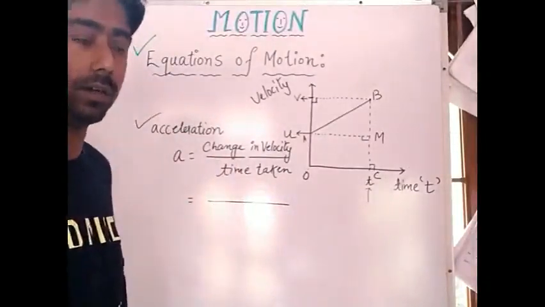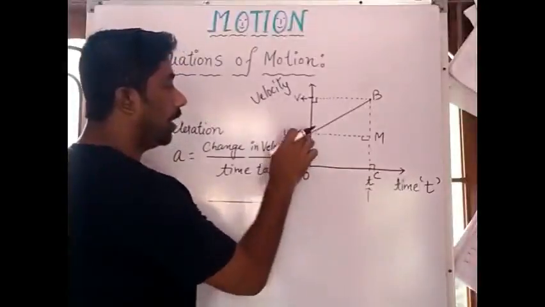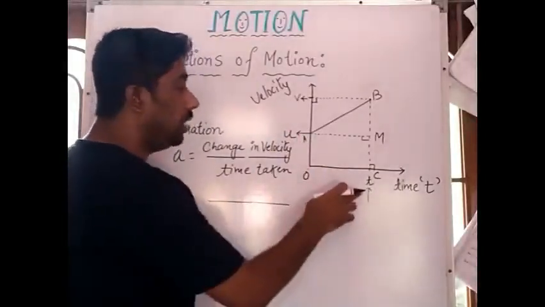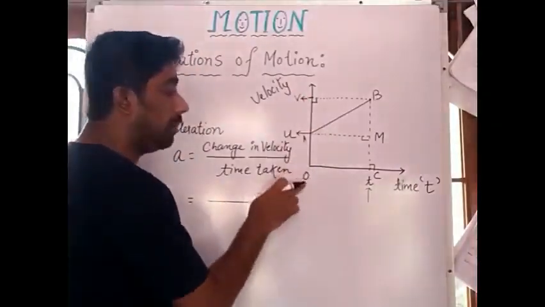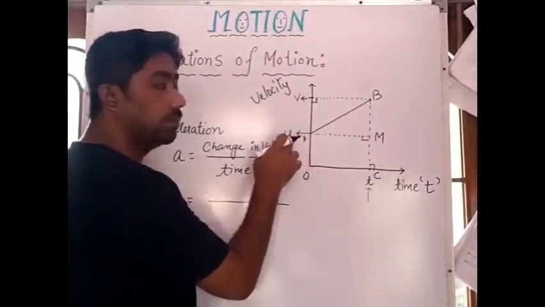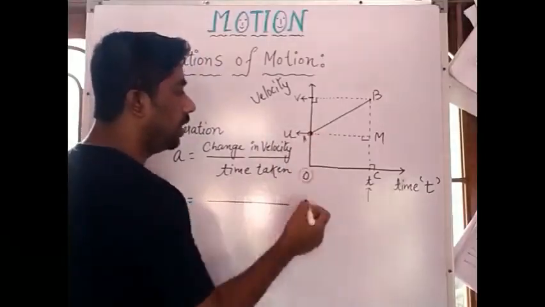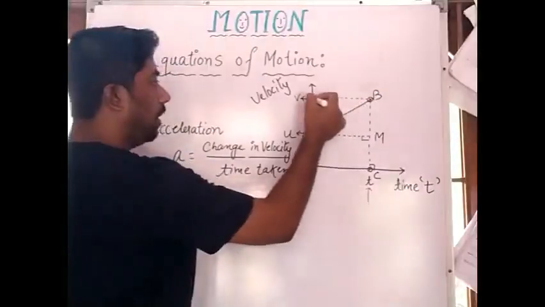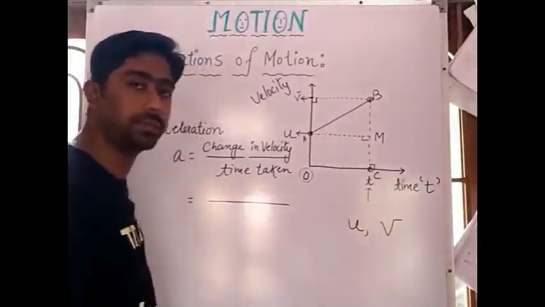Corresponding to this particular graph, you can see at time t equal to 0, the velocity of the body is u. When the time is t, the velocity of the body is v. Once again, when the time is 0, the velocity of the body is u. How can you know this? Because at t equal to 0, the graph is at this point, u. At time t, the graph is at this point, so the value on the velocity axis is v. So the initial velocity is u, and the final velocity is v for this particular graph.